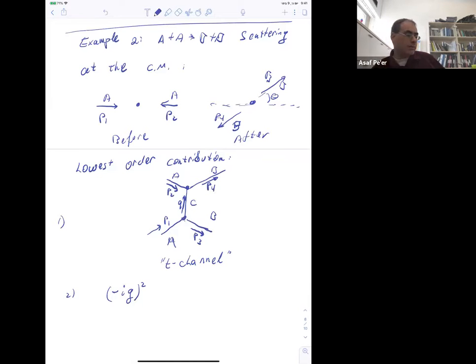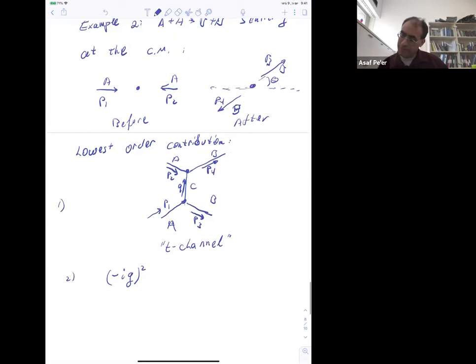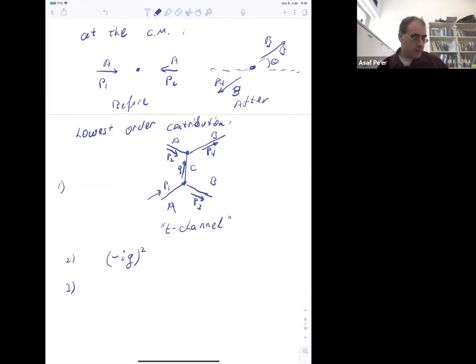We also have one internal line, right? So for the propagator, we have an internal line. And the internal line would give us a factor of i divided by q squared minus mc squared.